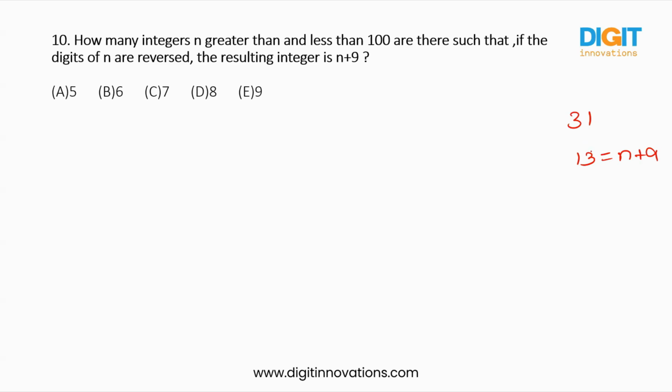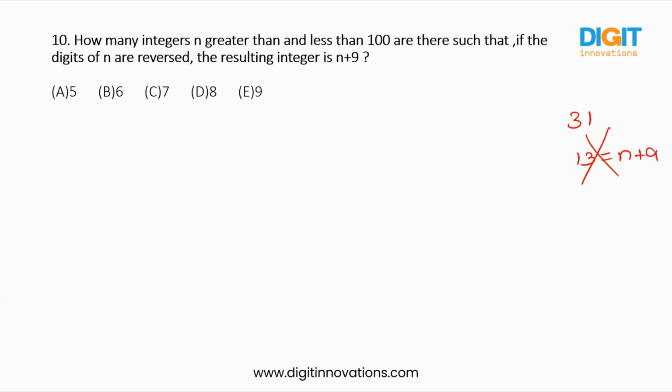Okay, I just took it as an example. This is not the exact answer. I'm just taking an assumption. So that number should be equal to n plus 9. This is the question they are telling. When you take some number n and reverse it, it should be equal to n plus 9. How many numbers of this type are there which satisfy these two conditions they are asking?